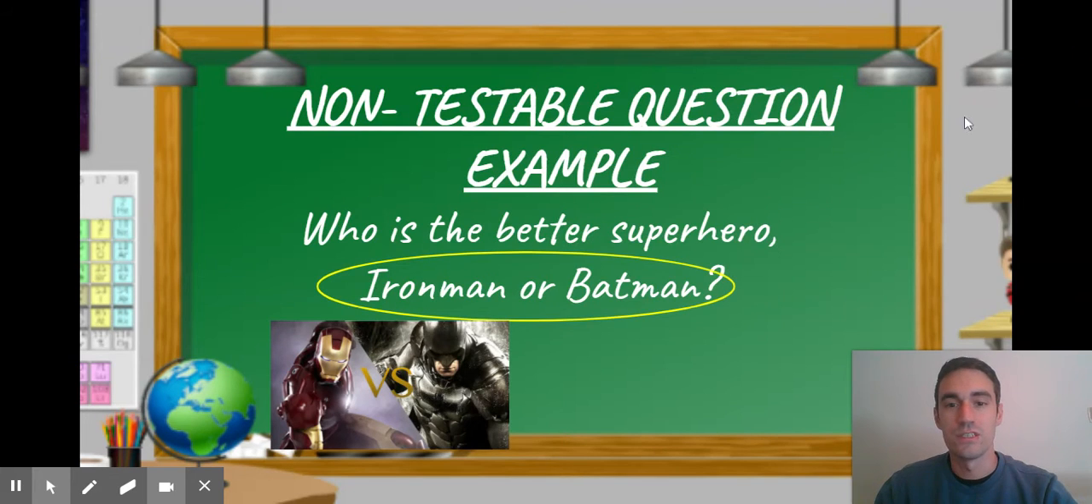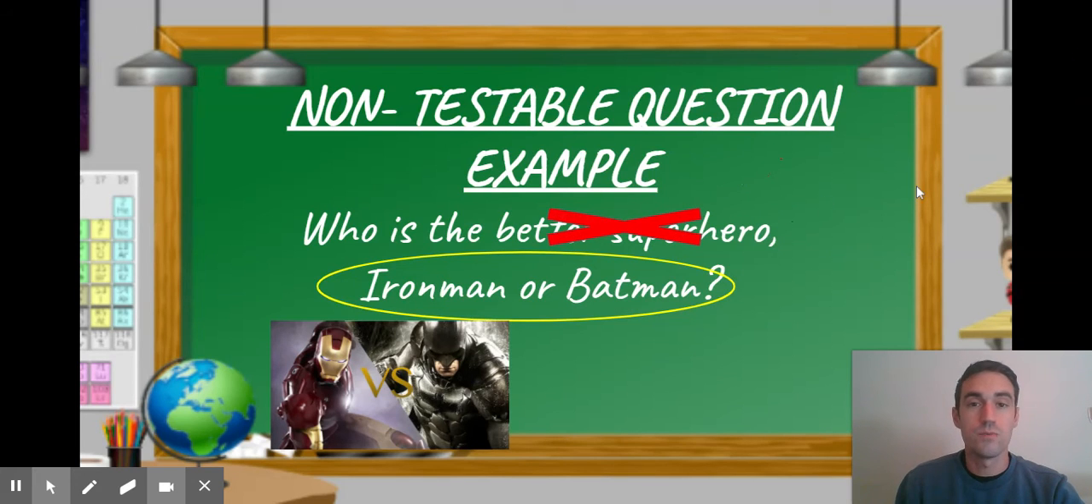A non-testable question would be something like, who is the better superhero, Iron Man or Batman? If I look at this question, yes, there is something I can change or compare. I can change the superhero. I'm comparing Iron Man versus Batman. However, I cannot actually measure better. The better superhero is going to be an opinion. I might be a really big fan of Batman, which I was when I was a kid. You might be a really big fan of Iron Man. So this better superhero part is not something we can actually measure.